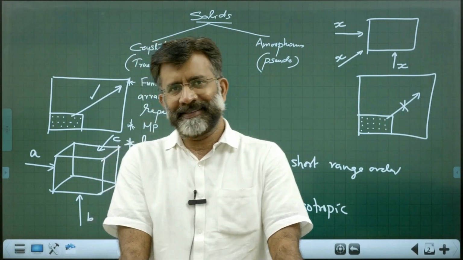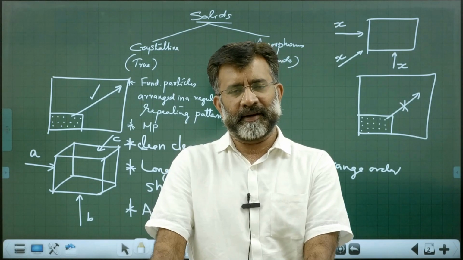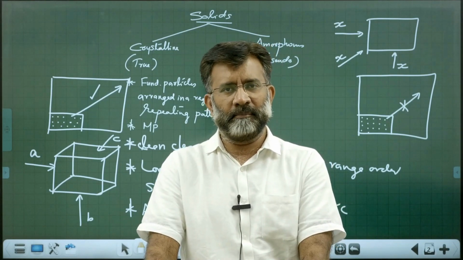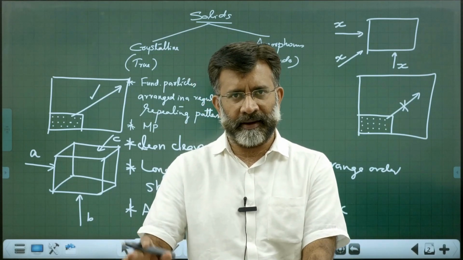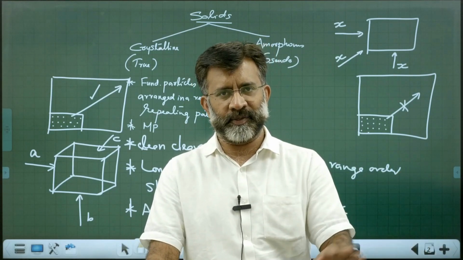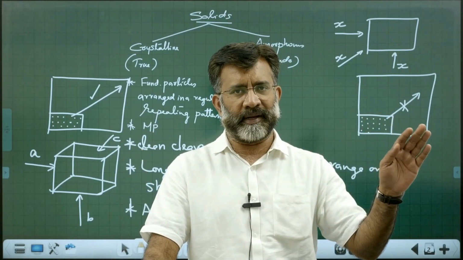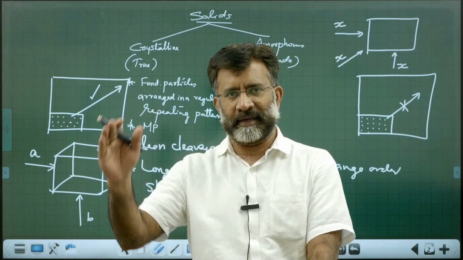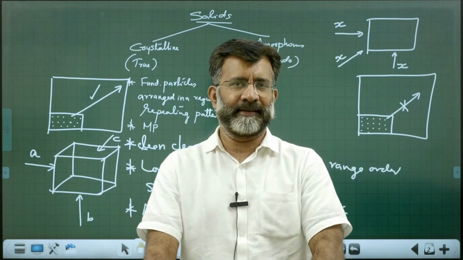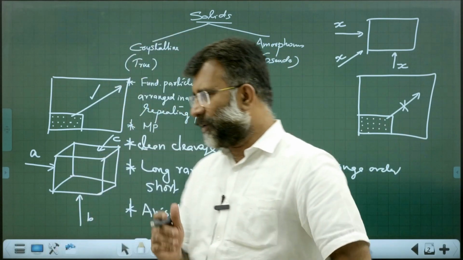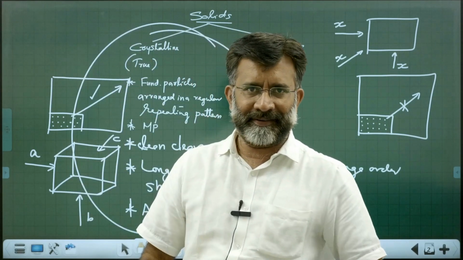Basically, what is the difference? In crystalline materials, the fundamental particles are arranged in a regular, repeated, ordered manner. While amorphous, it is not like that. Crystalline maintain anisotropy, amorphous maintain isotropy. Crystalline maintain long range and short range order, amorphous material maintain short range order. Crystallines give a clean cleavage, amorphous give an irregular cut. These are the points concerned with crystalline and amorphous. No doubt, our discussion is mainly on the crystalline region, right?